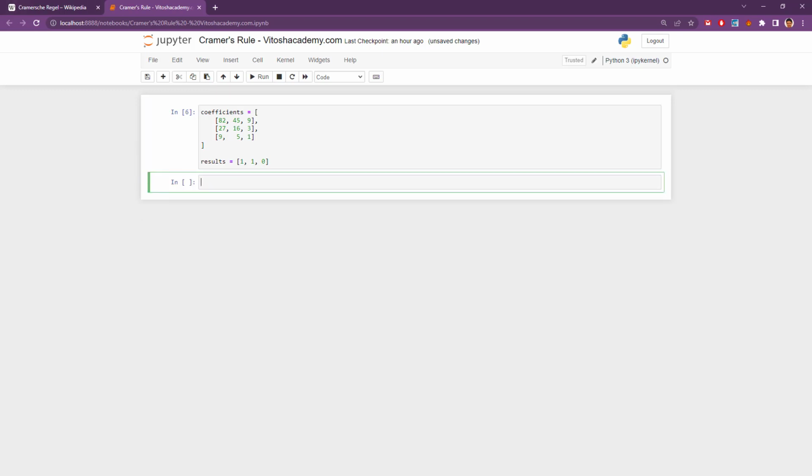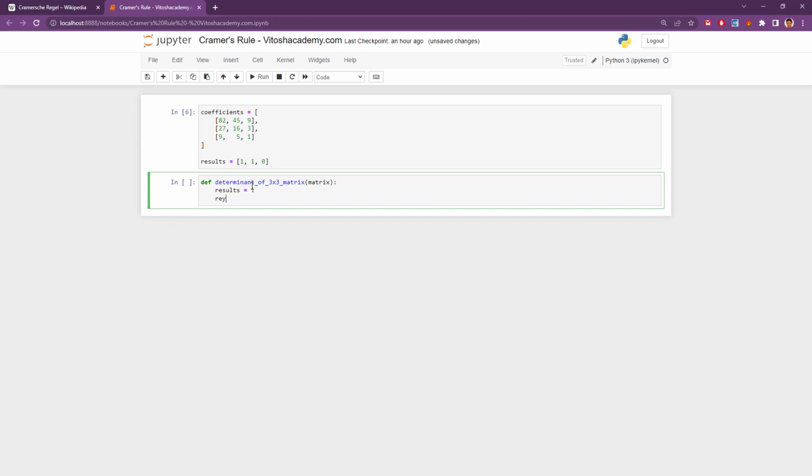So the beautiful part starts with two things we need to solve the Cramer method, or find the solution of a system of linear equations using the Cramer method. So how do we do it? First we would make a way to calculate the determinant of a matrix. I'll call it 3 by 3 matrix explicitly, so we don't need to check anything. And result equals 1, return result.